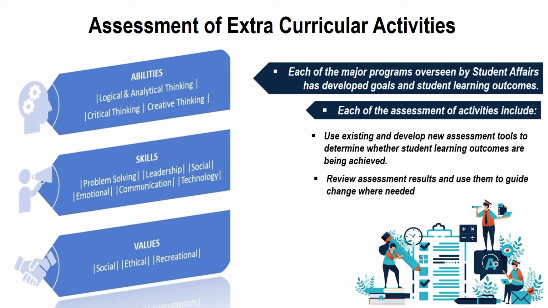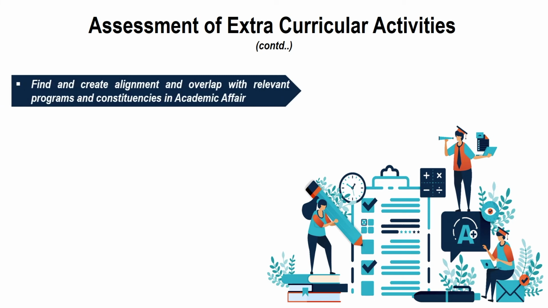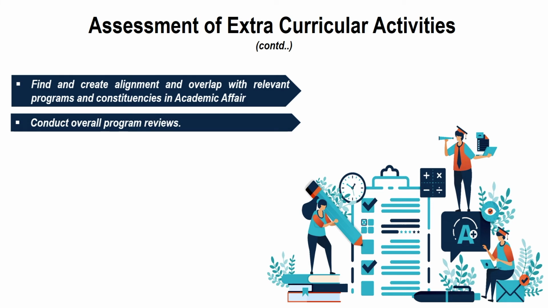So each of the major programs overseen by student affairs has developed the goals and student learning outcomes in their own way. Okay. Now we have to find and create an alignment and develop relevant programs and constituencies in academic affairs to include extracurricular and co-curricular activities that can be conducted for the overall program reviews.